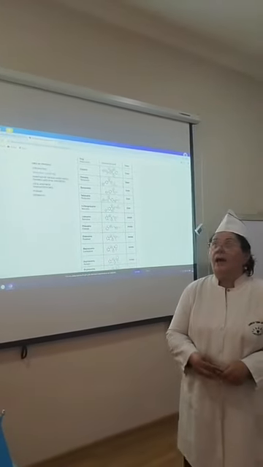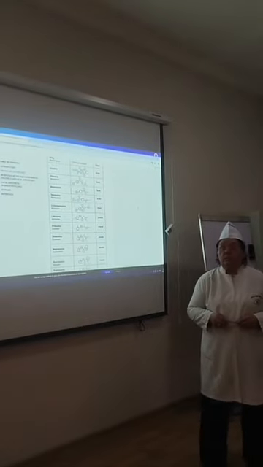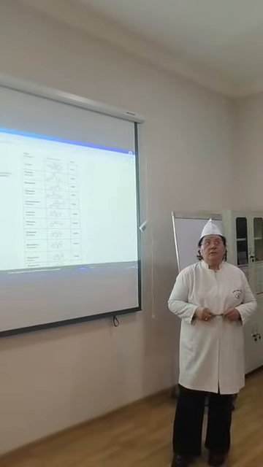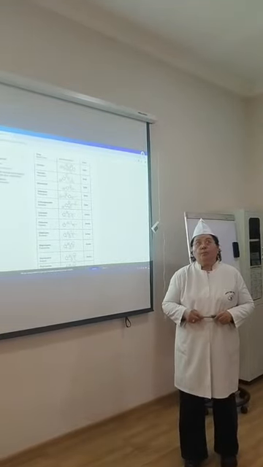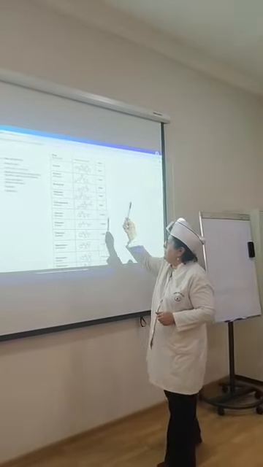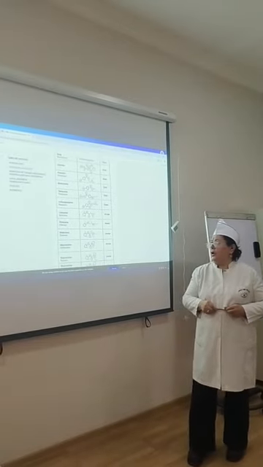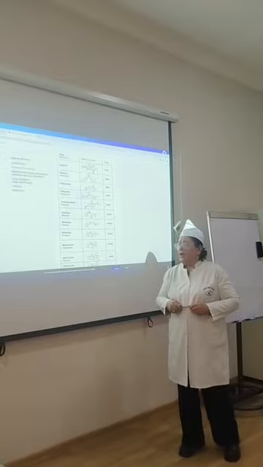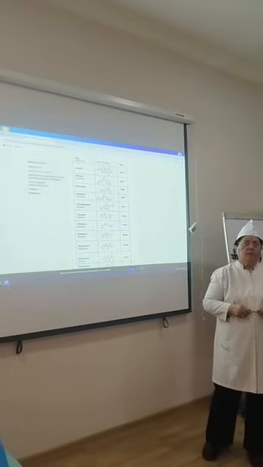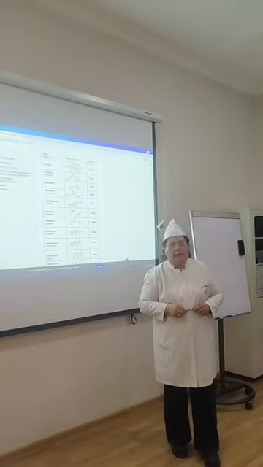Local anesthetics are classified according to the chemical structure into esters and amides. Esters include novocaine and anesthetine. Amides include lidocaine, imicaine, articaine, and bupivacaine. Let's examine them individually and compare.